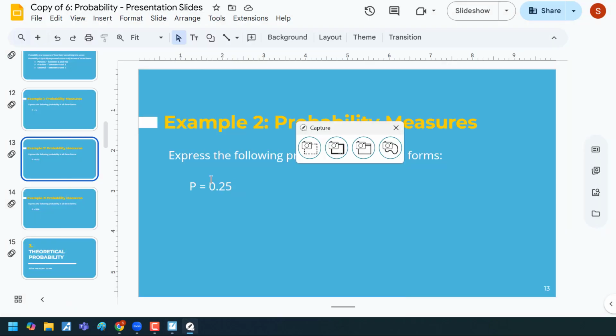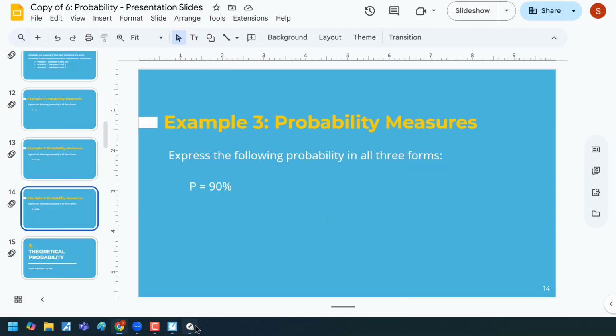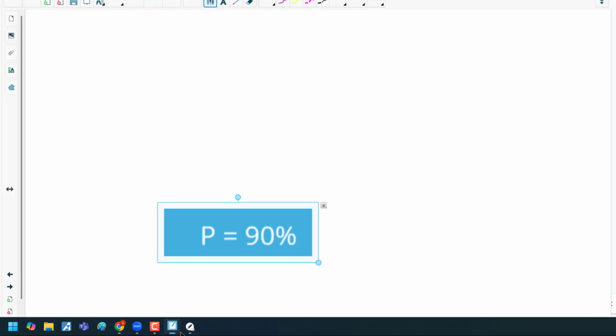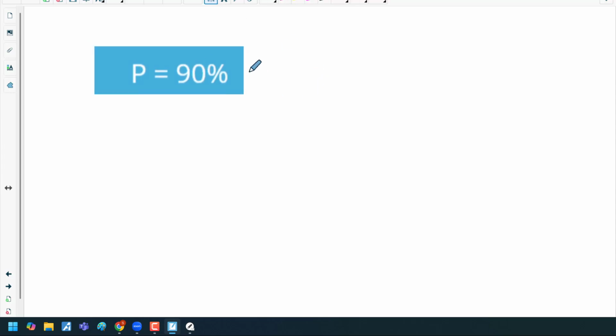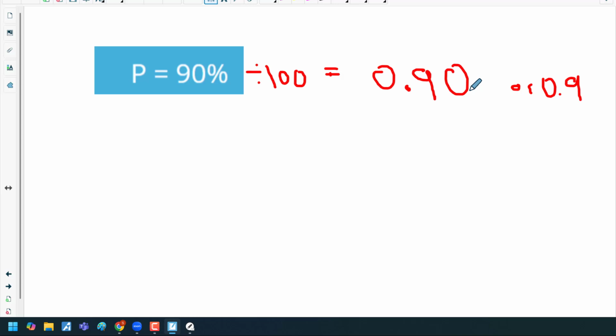Okay. And then example 3, of course, starting from a percent. If you're starting from a percent, pretty straightforward. Just work backwards. Divide it by 100 instead of timesing it by 100. And 90 divided by 100 is 0.90 or 0.9. If you do this in your calculator, you'll probably get 0.9. But it's always nice to keep 2 decimal places. So I would recommend doing that.